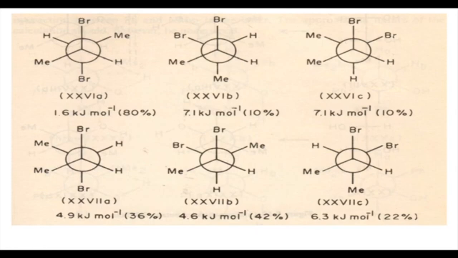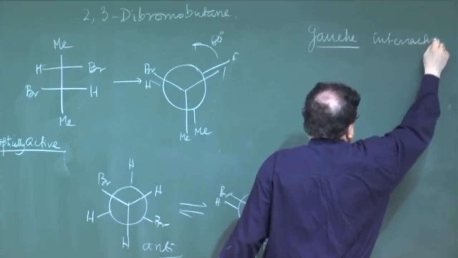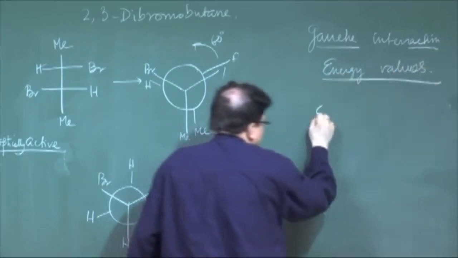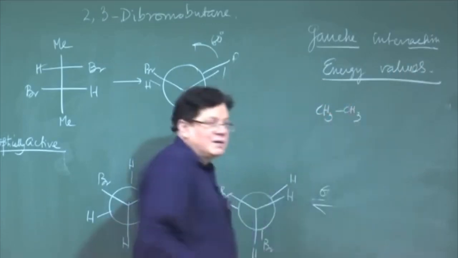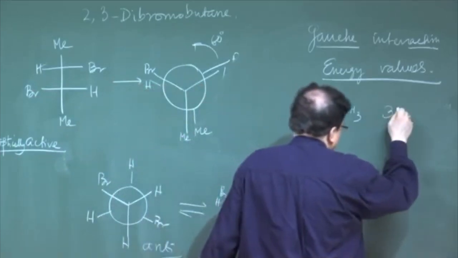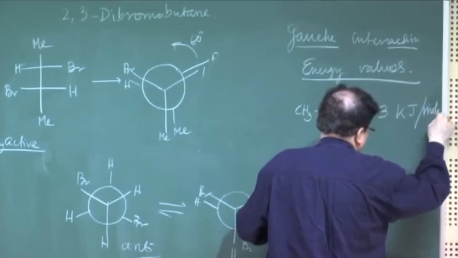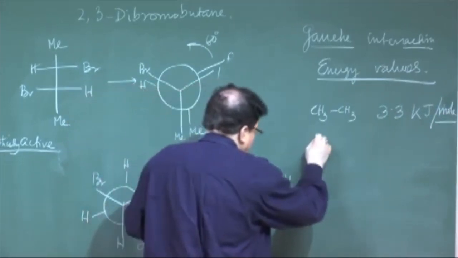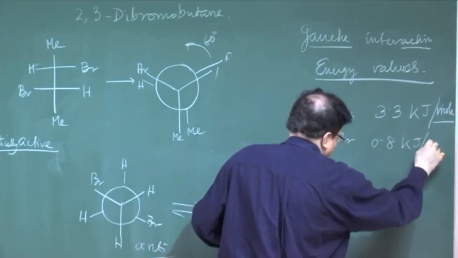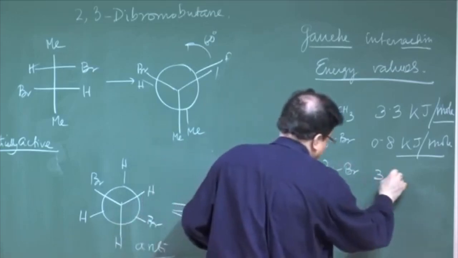So the gauche interaction energy values are: if it is methyl methyl, I said 0.9 kilocalorie per mole earlier. Now in kilojoule, it will come to around 3.3 kilojoule per mole. Methyl bromine is 0.8 kilojoule per mole. And bromine bromine is 3.0 kilojoule per mole.